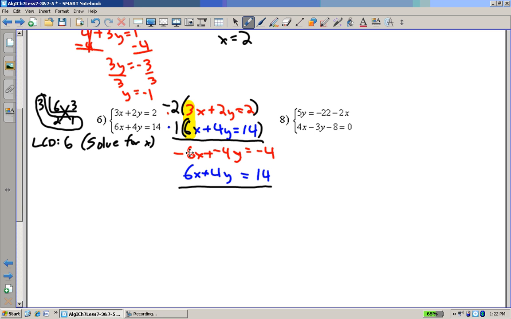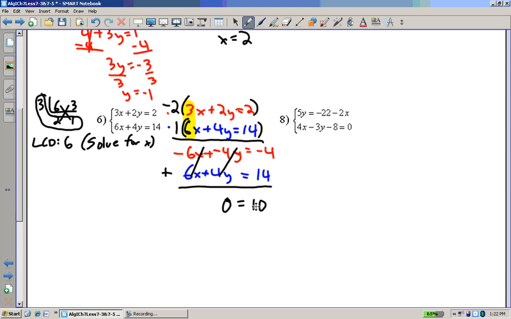All right, and we have opposites, so let's add them up. Negative 6x plus 6x is 0. Negative 4y plus 4y is also 0. Interesting. And 14 plus negative 4 is 10. Now, this is probably where you were when you stopped the video. You may not have gotten these exact numbers, but you got the same idea. All of the variables added away, and we had 0 equals something that's definitely not 0.